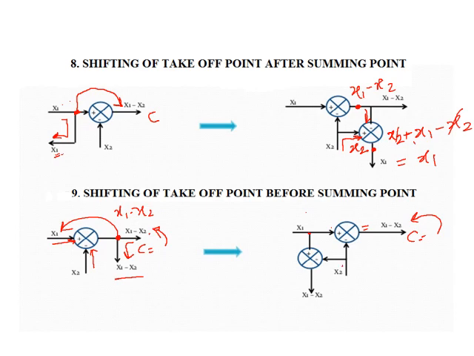Now look at this, here the signal is x2, so this signal labeling is x2. What about this? Here the input is coming, this signal is x1. And what about this? The resultant of this summing point will be x1 minus x2. So you can check what we did after shifting the takeoff point before the summing point: we have added an extra summing point. This signal was previously called a takeoff point and the output of that takeoff point is x1 minus x2. So here also the output of that takeoff point is x1 minus x2.